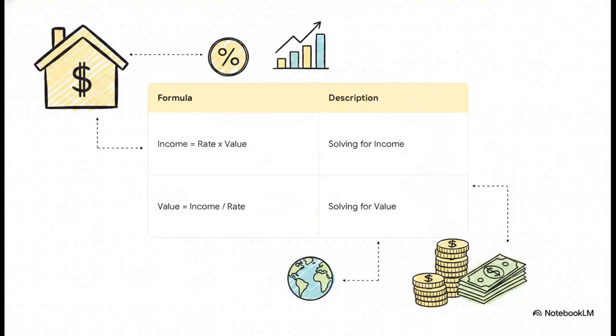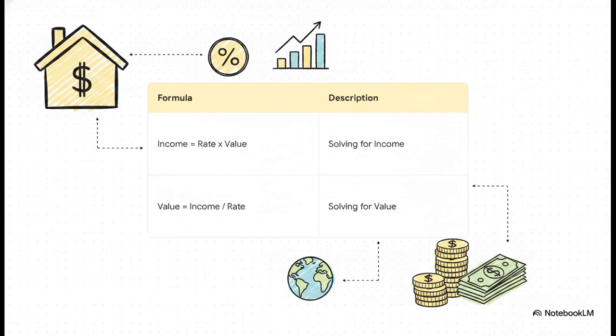Meet your new best friend, the famous IRV formula. It states that income equals the rate multiplied by the value. But here's the thing. As an appraiser or an investor, you usually already know the income because you just calculated the NOI, right? And you already know your required rate. What you're really trying to find is the value. So by simply rearranging the math, value equals income divided by the rate.